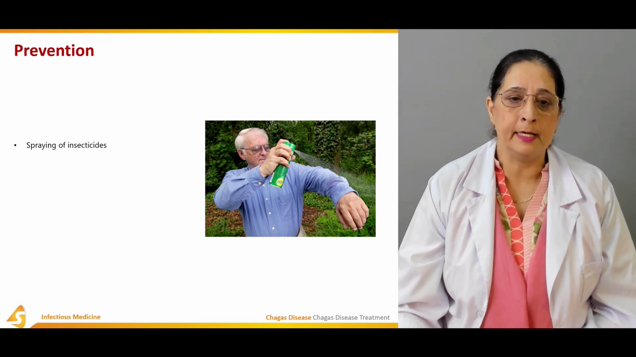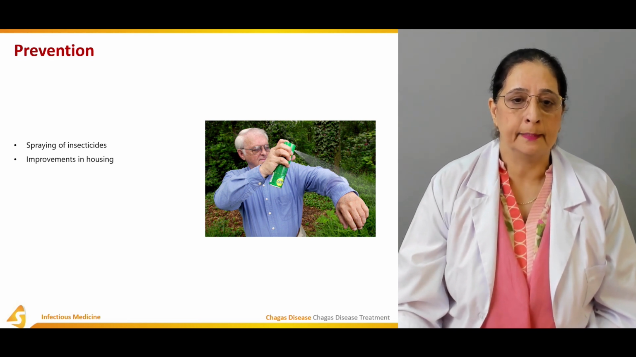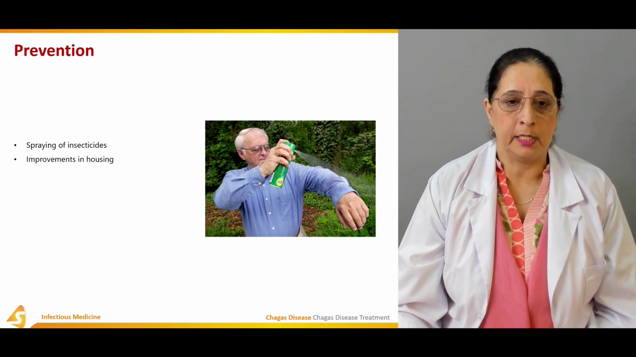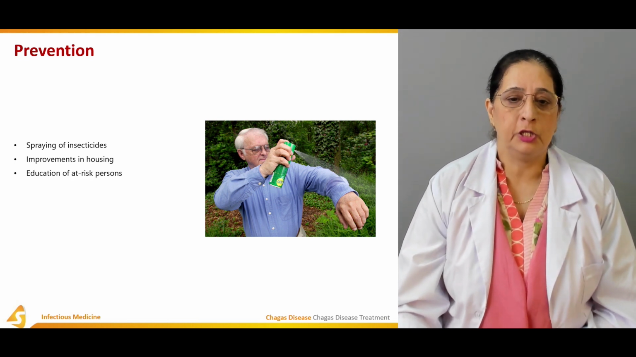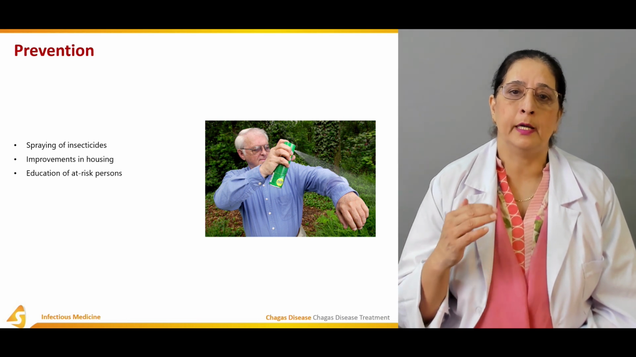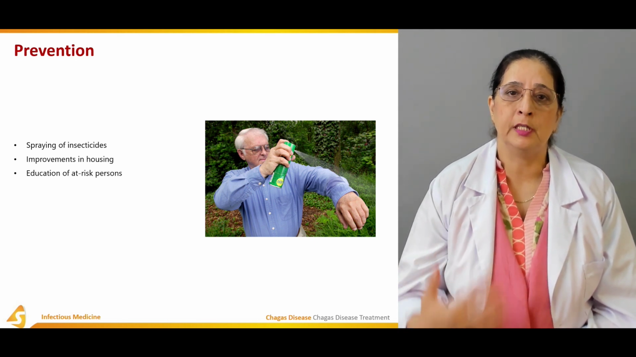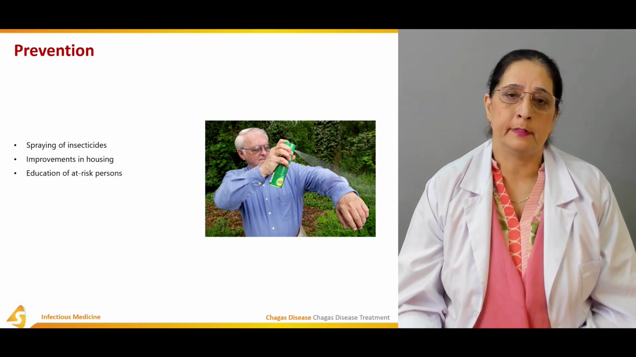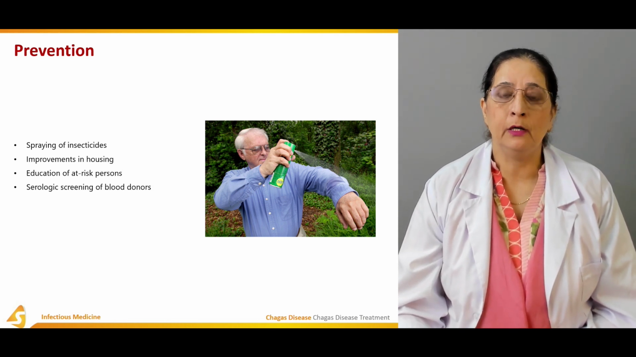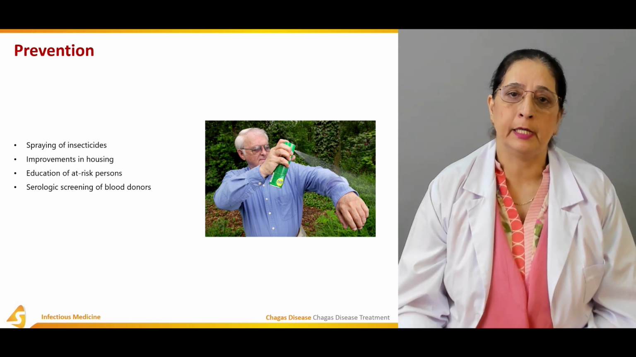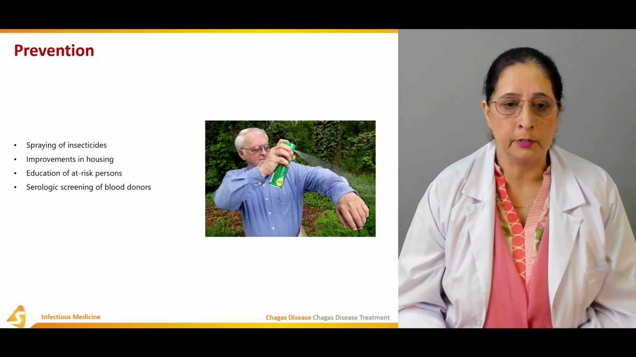Prevention: we can prevent it by spraying insecticides. We should spray the insecticides. Also improvement in housing, and education of at-risk persons in the epidemic areas, the areas where the infection is more common. We should educate people on how to prevent the illness. Serologic screening of blood donors: blood transfusion can cause the infection, so blood screening should be done for donors.